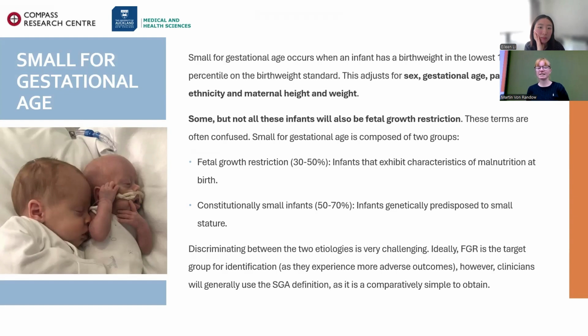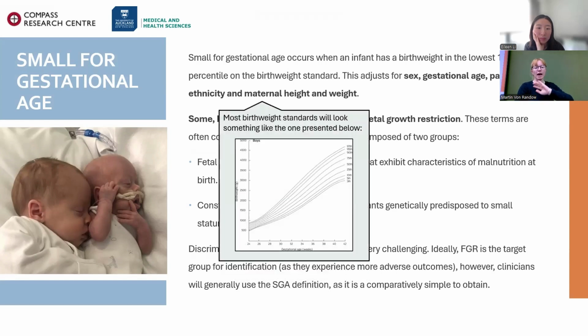Fetal growth restriction is the target group because they experience more adverse health outcomes. However, clinicians will generally use SGA as it's comparatively simple to obtain. And this is what a standard birth weight standard will look like. This is for a boy, but essentially all those below the 10th percentile here, based on their gestational age, will be considered small for gestational age.